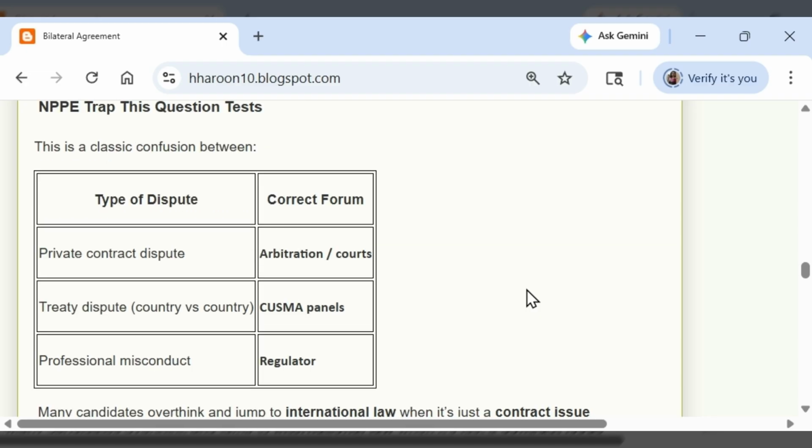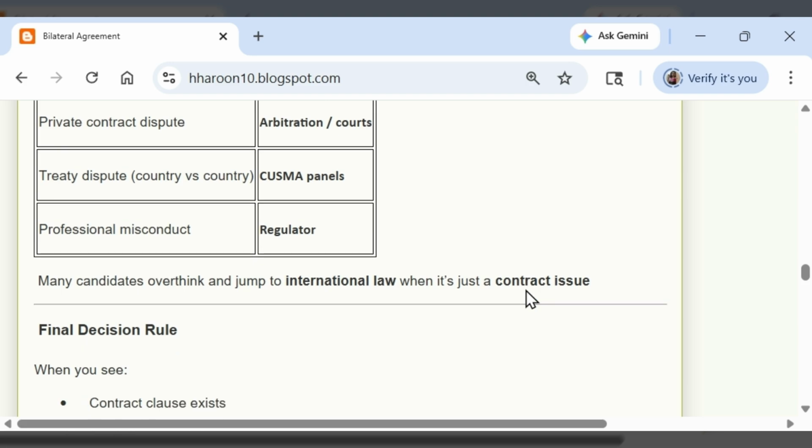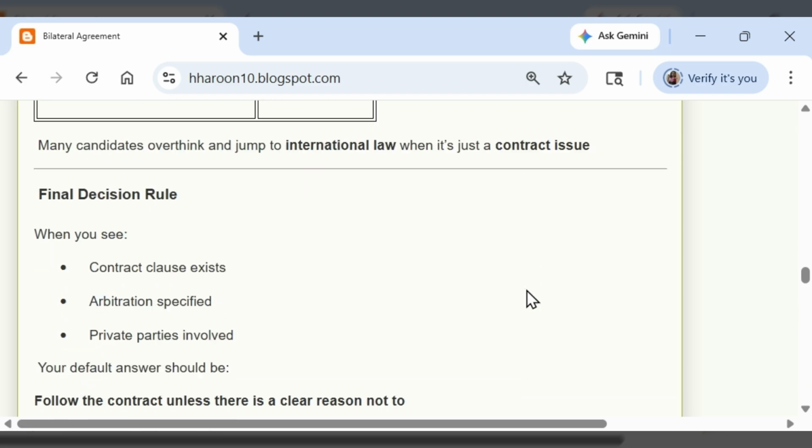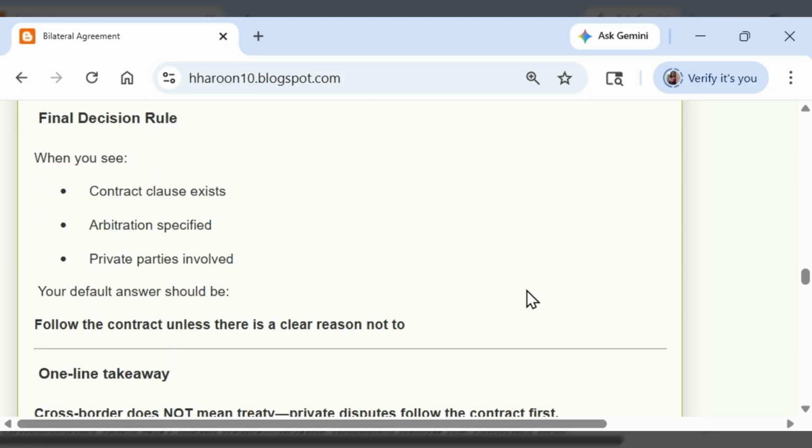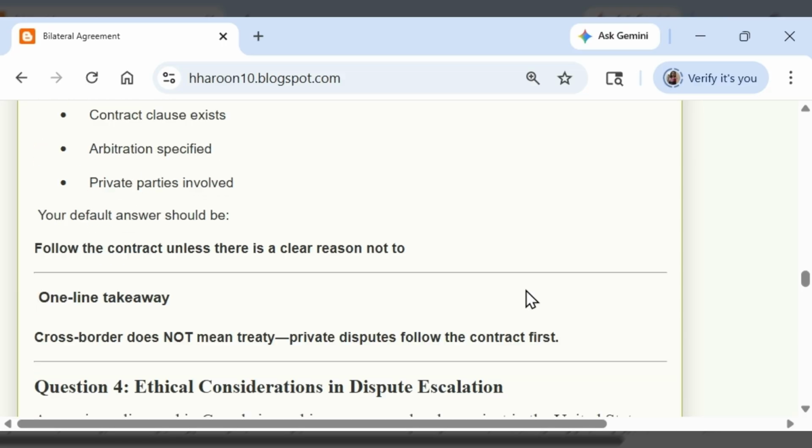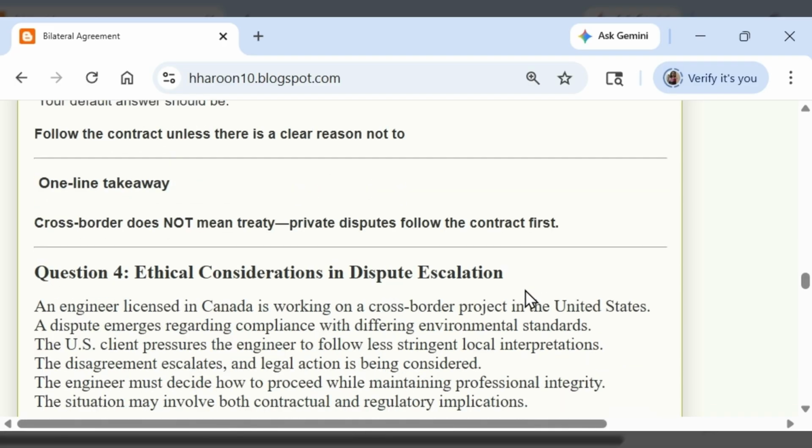This is a classic confusion between type of dispute and correct forum. A private contract dispute goes to arbitration or courts, a treaty dispute, country versus country, goes to CUSMA panels, and professional misconduct goes to the regulator. Many candidates overthink and jump to international law when it's just a contract issue. Final decision rule: when you see a contract clause exists, or arbitration specified, or private parties involved, your default answer should be follow the contract unless there is a clear reason not to. One-line takeaway: cross-border does not mean treaty. Private disputes follow the contract first.